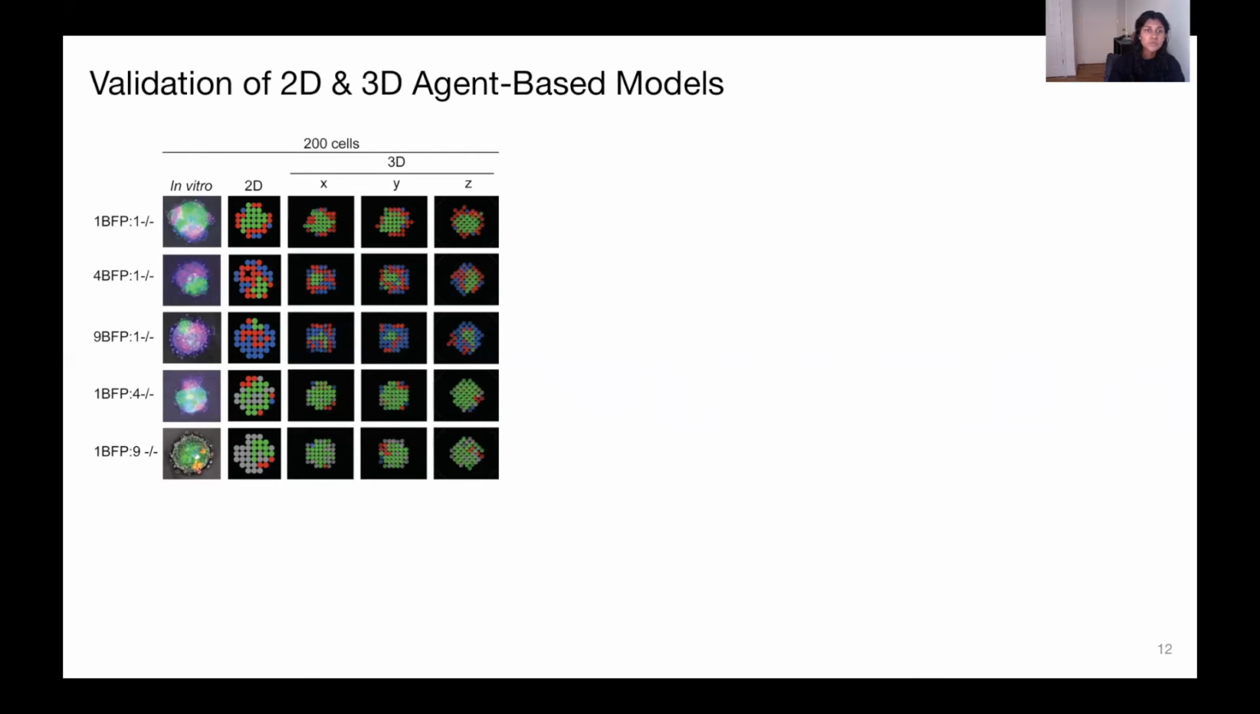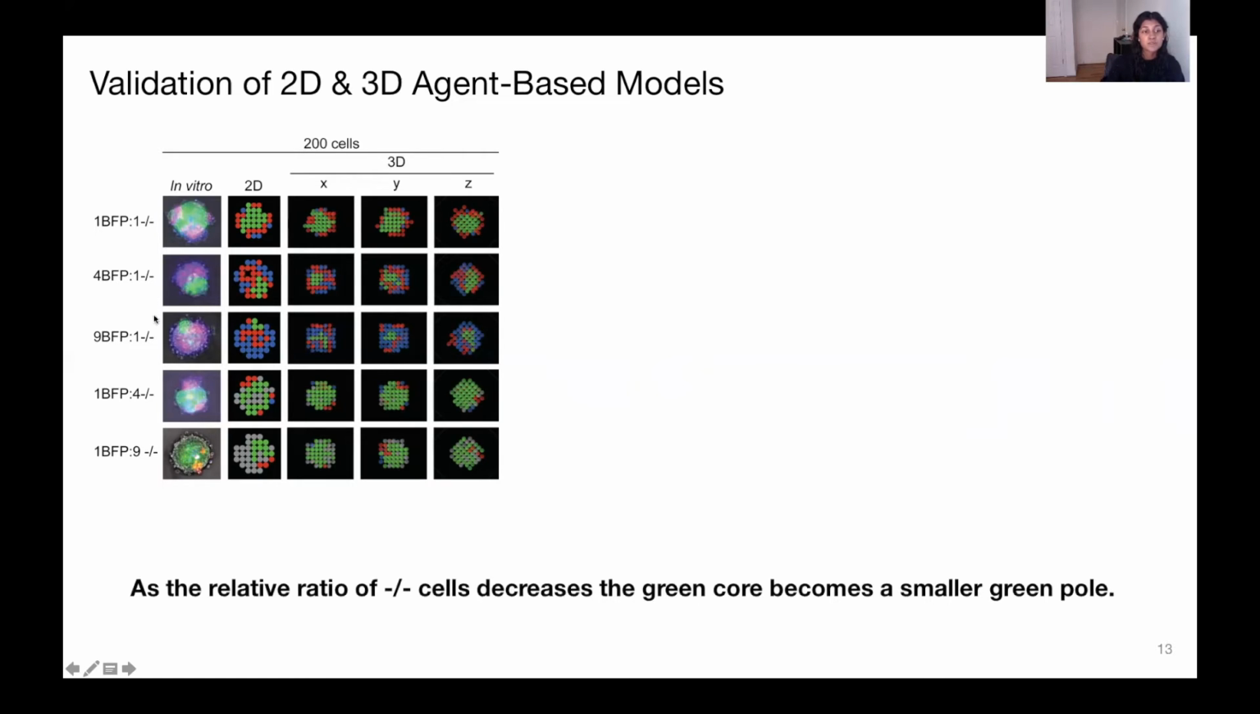and running the 2D and 3D computational models for the same initial conditions. We've represented our 3D spheroids as X, Y, and Z cuts through the predicted spheroid. You can see that the 2D and 3D model predictions are very similar to in vitro spheroids. You can also see that as the relative ratio of minus-minus cells decreases, we go from having a central green core to a smaller green pole that's farther away from the center of the spheroid. Conversely, as the relative ratio of minus-minus cells increases, we still have a green core, but we go from having multiple red poles to just one red pole.